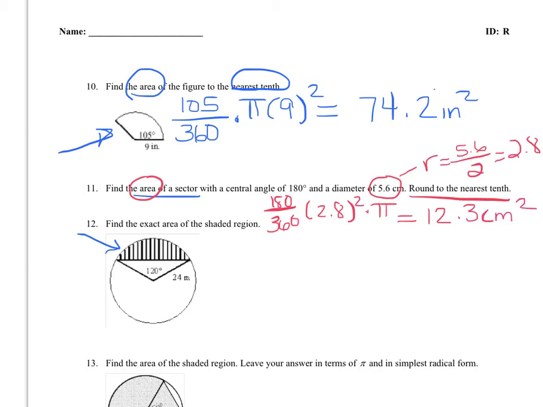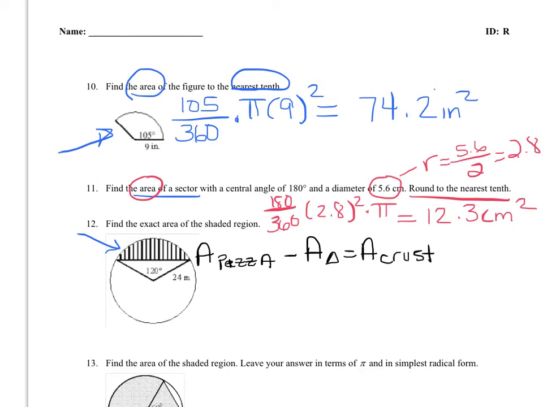Okay, moving on to 12. 12 is a little bit, well, no, it's 13. That's a little bit longer. Okay, so 12, we want the area of the pizza, or the sector. Oh, I don't know how to spell pizza, apparently. Minus the area of the triangle gives you the area of the crust or the segment.